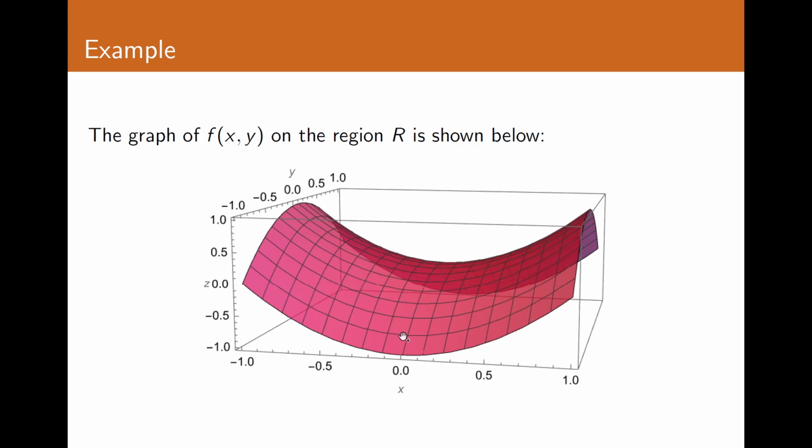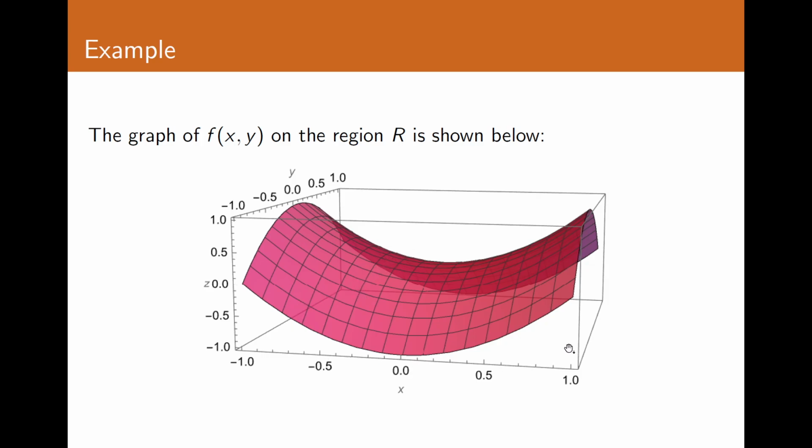And so we see our minimums are here, where the value is negative 1, and these occur when x is equal to 0 and y is either plus or minus 1. And our maximums are up here at 1, and those are occurring when y is equal to 0 and x is equal to plus or minus 1. So we can see on the graph here exactly what we got out of our problem.